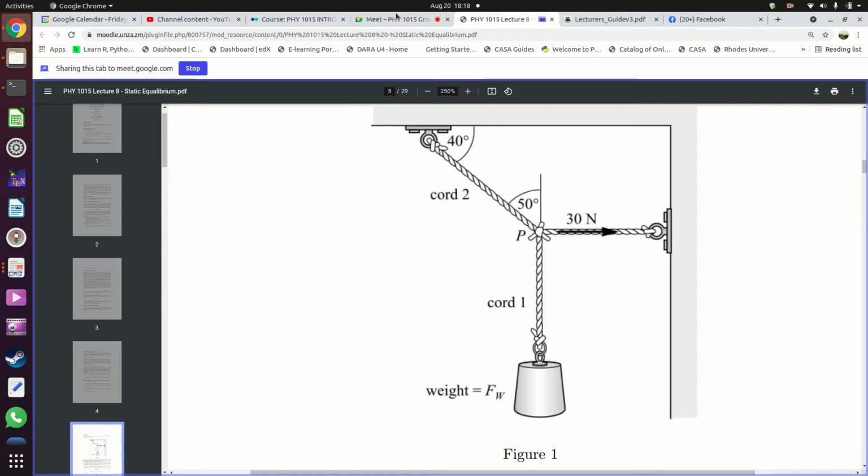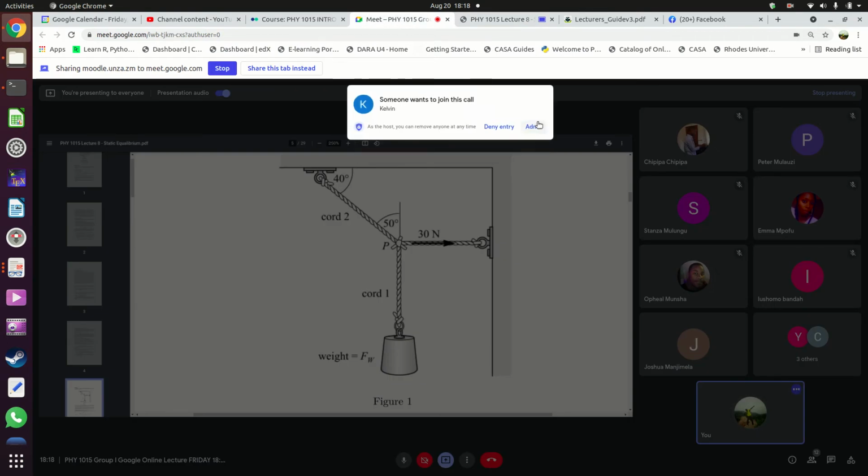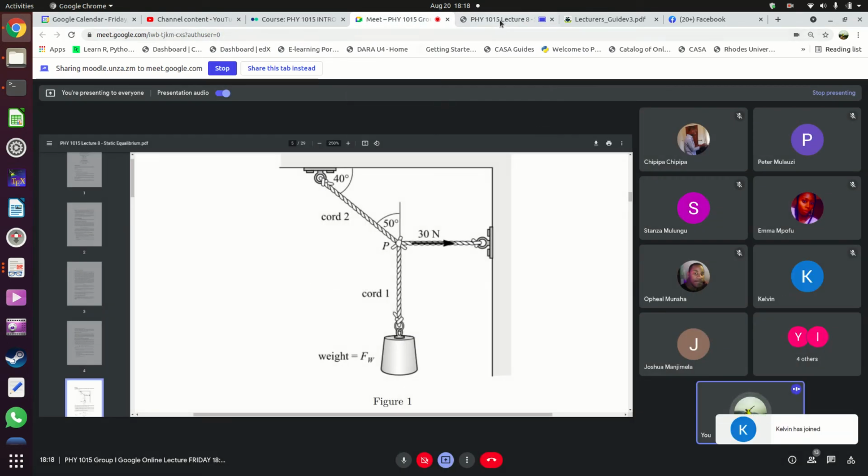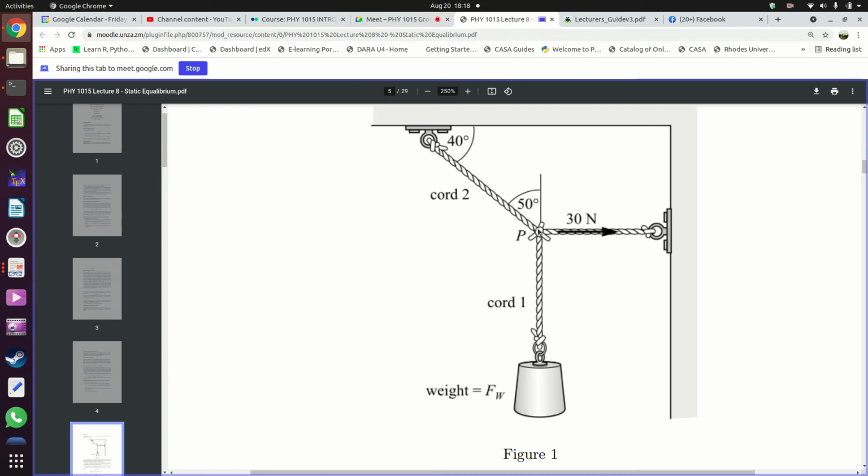So the steps, like I said before, when you're trying to work out a problem to do with equilibrium, you need to identify which point has to remain motionless. You need to isolate, and what we have isolated is this point P, to say this point P needs to remain motionless. Then after that, you identify which forces are acting on this particular point.